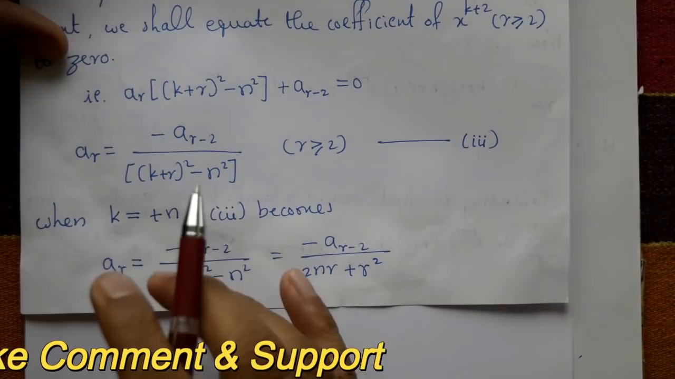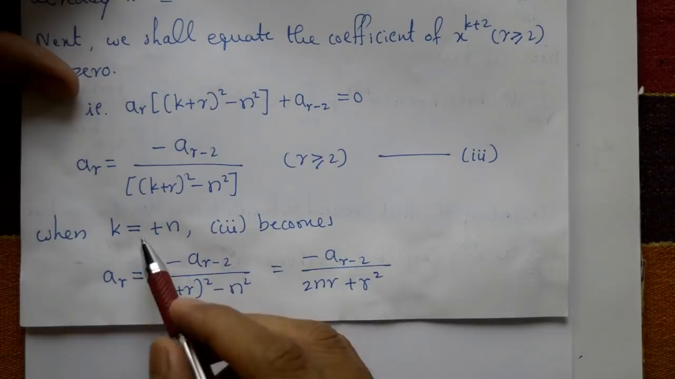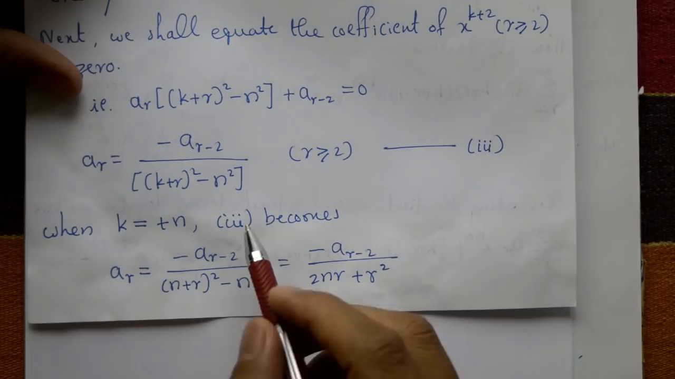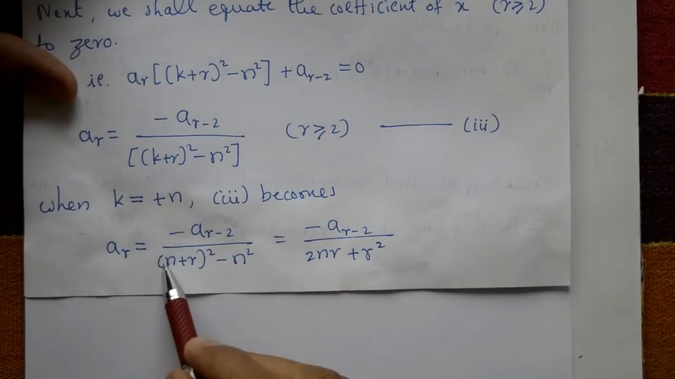Now, so we have k values: k is equal to plus n and k is equal to minus n. First, you take k is equal to plus n in equation number 3, and second, k is equal to minus n in equation number 3. Now, first you take k is equal to plus n. Now a r is equal to minus a r minus 2 divided by n plus r whole square minus n square. You know the formula, a plus b whole square, n square minus n square get cancelled, r square is as it is, plus 2nr, a square plus b square plus 2ab formula. Now this is continued.